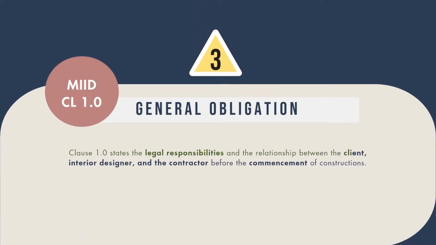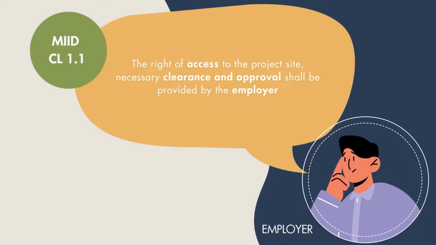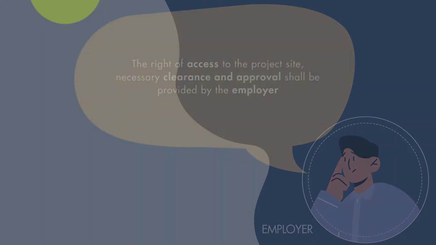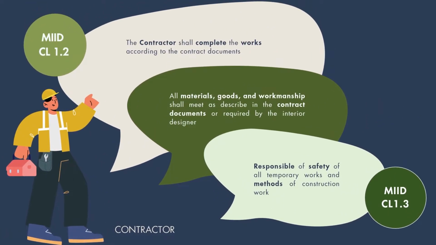Clause 1.0, General Obligation, talks about the legal responsibilities between the employer, interior designer and the contractor. For the employer, they should provide the right of access to the project site at any given time. And as for the contractor, they should complete the works and the material, goods and workmanship according to contract documents, or as required by the interior designer. The safety of all temporary works shall also be the responsibility of the contractor.